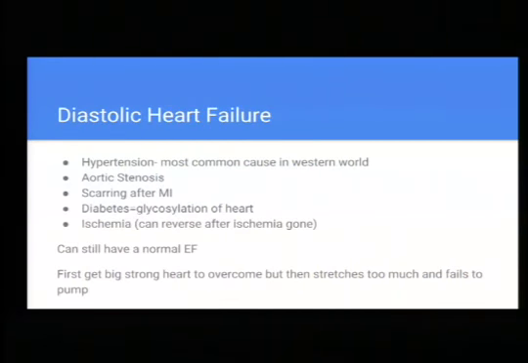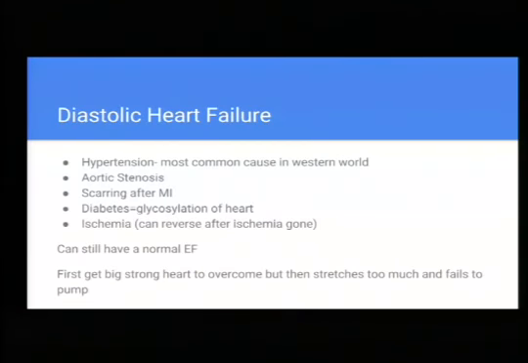So hypertension is the most common cause, and you'd think, oh, that should be a systolic problem, but it's due to long-term hypertension. You get this big enlarged heart, it's working. It needs to get thicker and thicker and bigger to pump against all that peripheral resistance of the high blood pressure. It can only do that so long, and then it can't relax because it's so big and thickened it can't fill. So it's almost a systolic problem causes the diastolic, but hypertension is the most common cause here in the Western world.